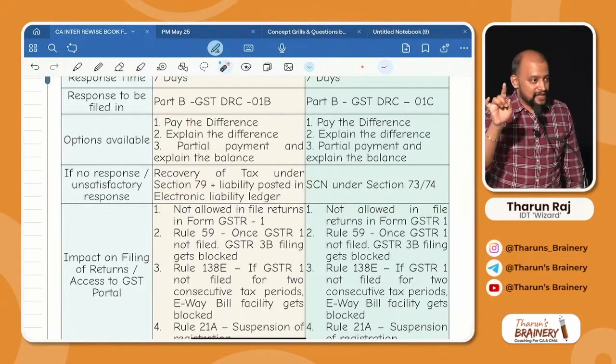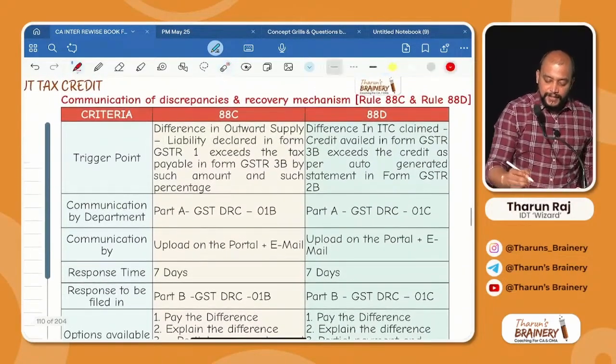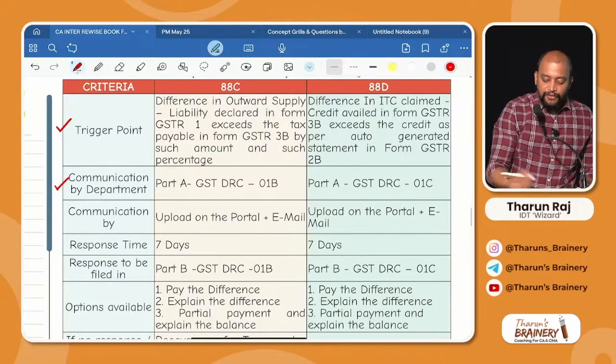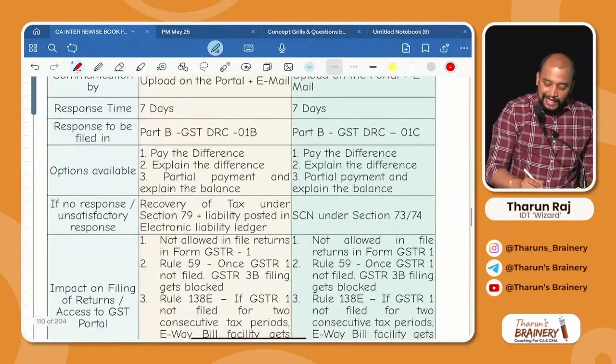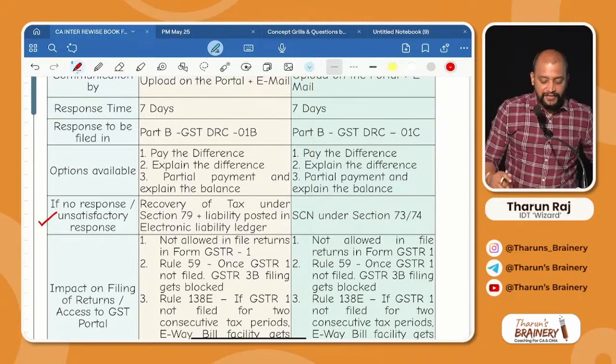This is another difference. Is it clear? So where do we have differences? First place we have difference. Again, in the notice form also we have difference. Then if there is no response or an unsatisfactory response, here also we have difference.